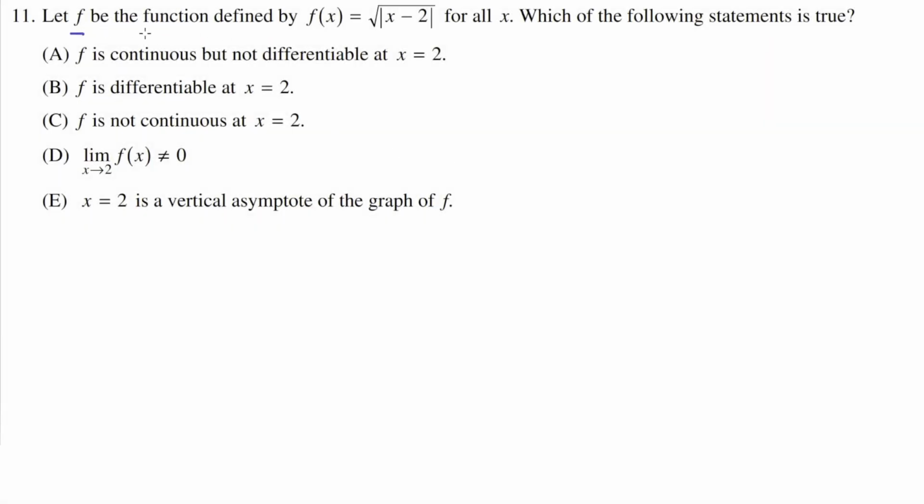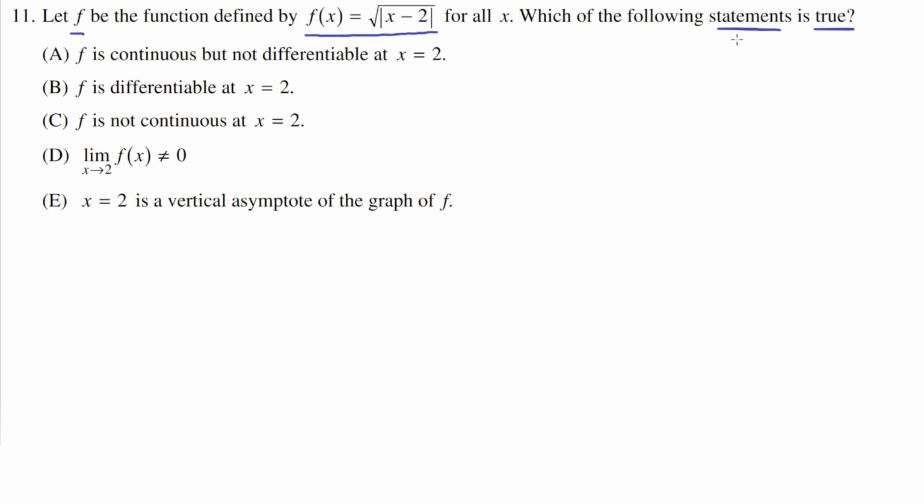Let f be the function defined by f of x equals the square root of the absolute value of x minus 2 for all x. Which of the following statements is true? So we have this function f of x, which is the square root of an absolute value.